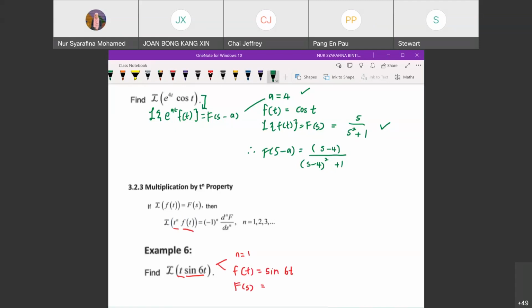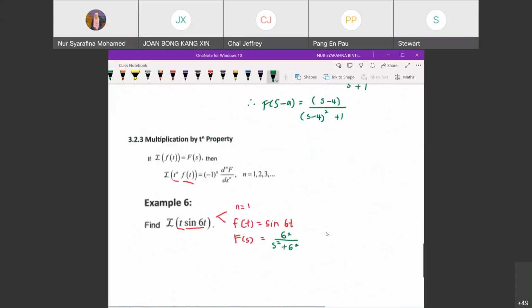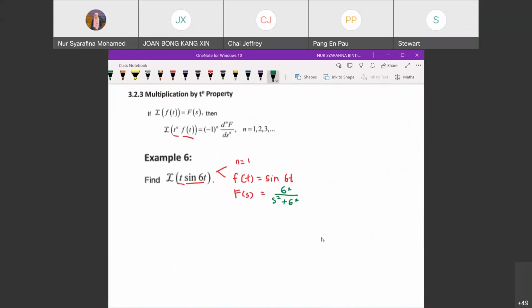So what is your F(s)? Okay, 6 over s squared plus 6 squared, right? Is it from the table? Sine at gives a over s squared plus a squared. Sorry, there is no square on top. So 6 over s squared plus 6 squared, which is 36. Is that clear?